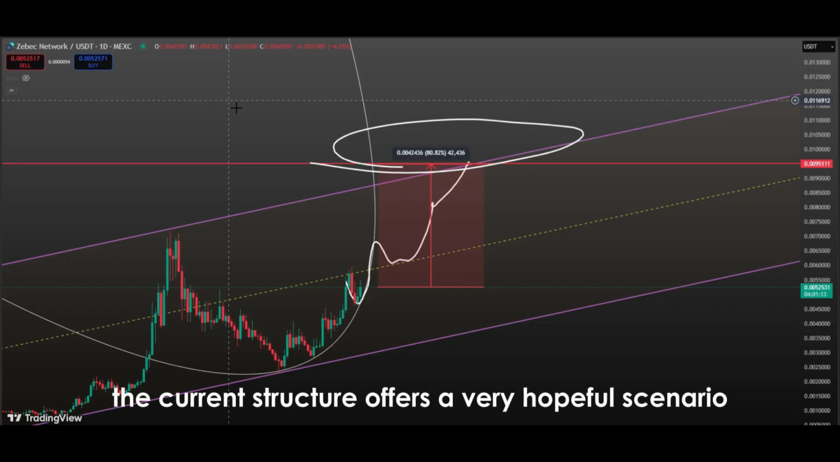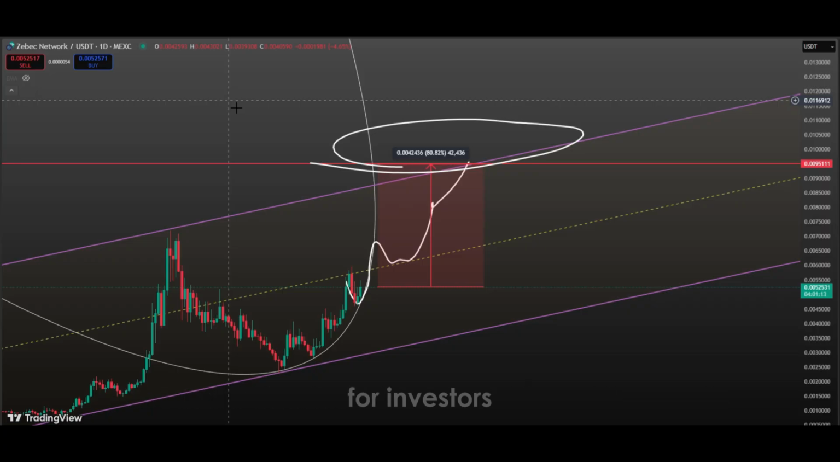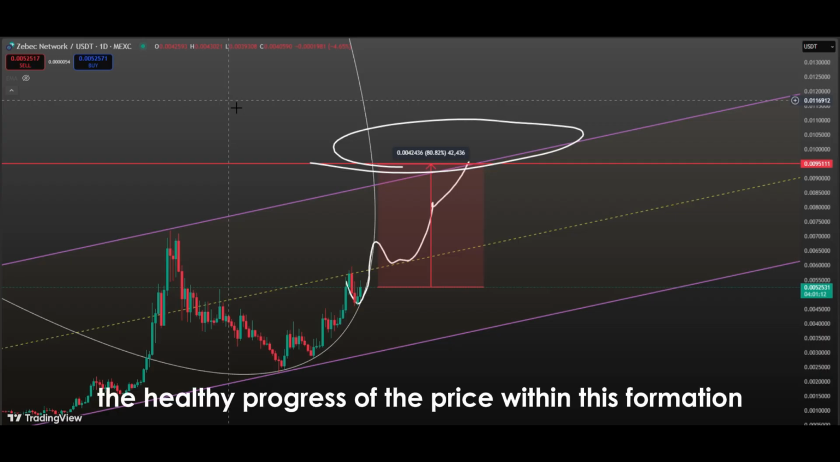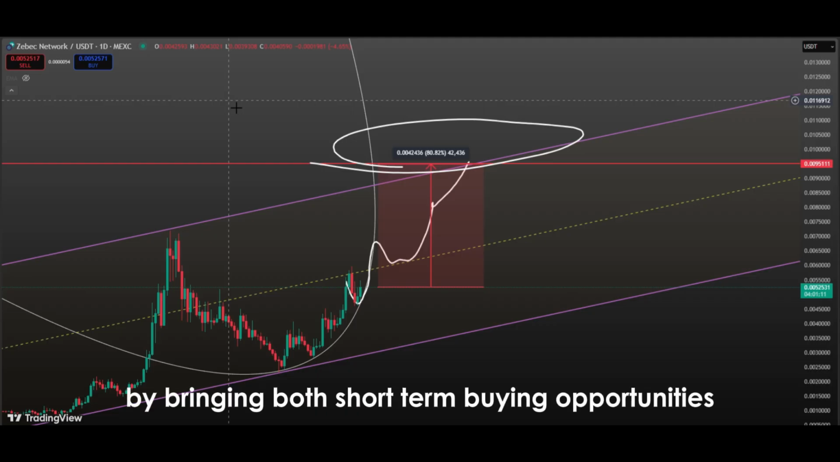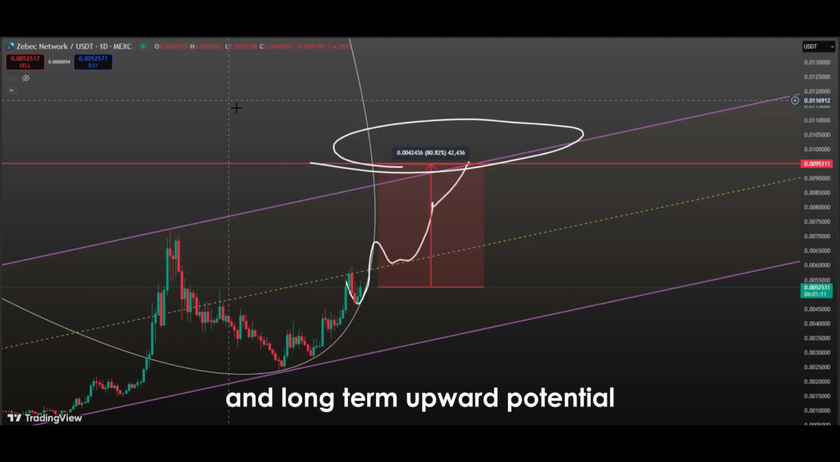Therefore, the current structure offers a very hopeful scenario for investors. The healthy progress of the price within this formation creates a positive atmosphere in the market by bringing both short-term buying opportunities and long-term upward potential.